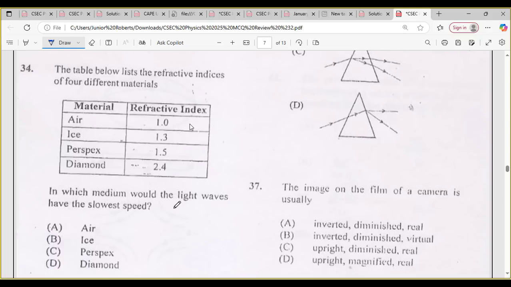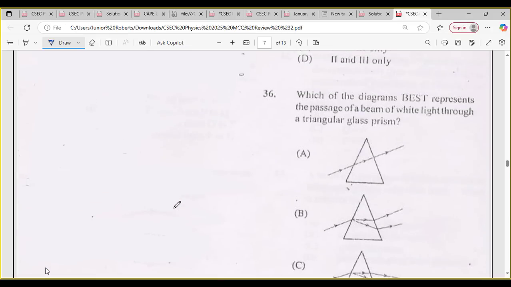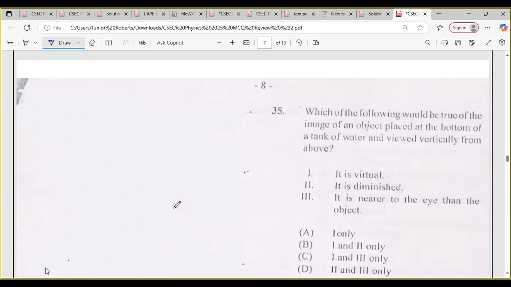Which medium would light have the slowest speed? So light will have the lowest speed, or the slowest speed, in the object that has the greatest refractive index, which would be diamond. So that's going to be D. 35 now. Which of the following would be true of the image of an object placed at the bottom of a tank of water and viewed vertically from above?